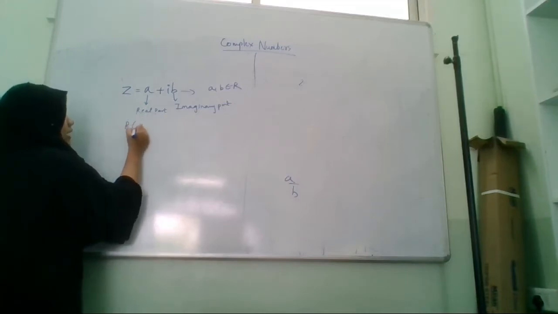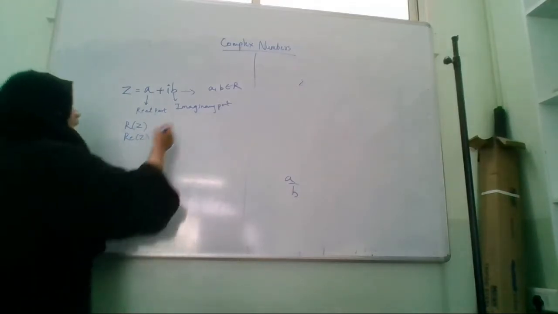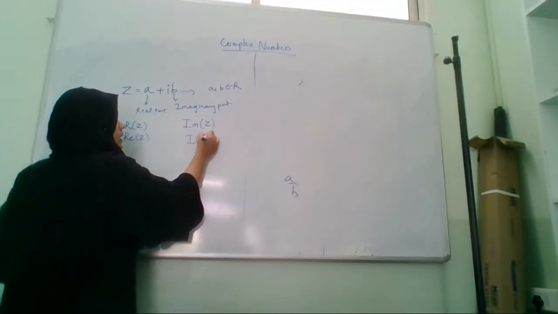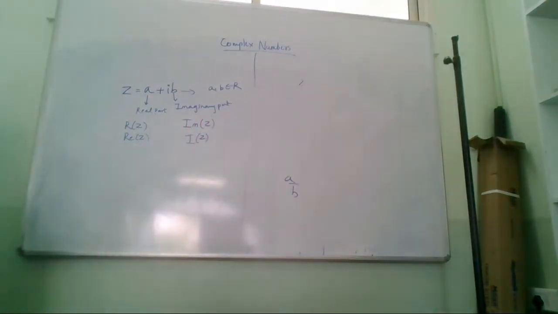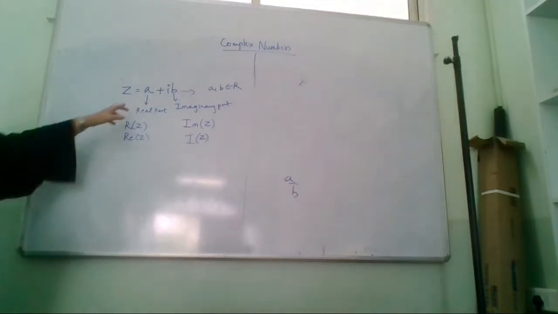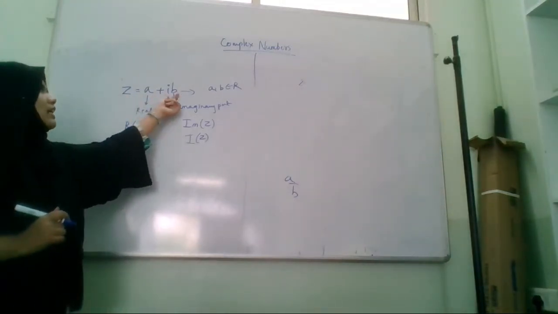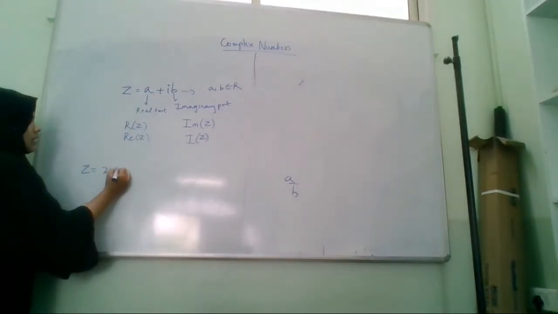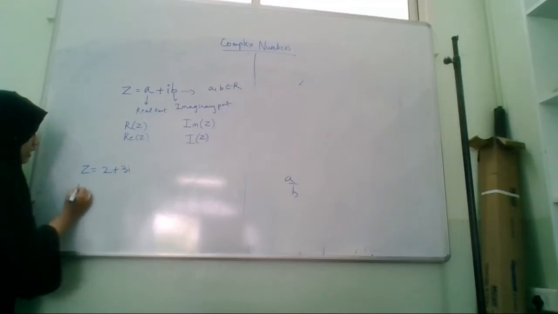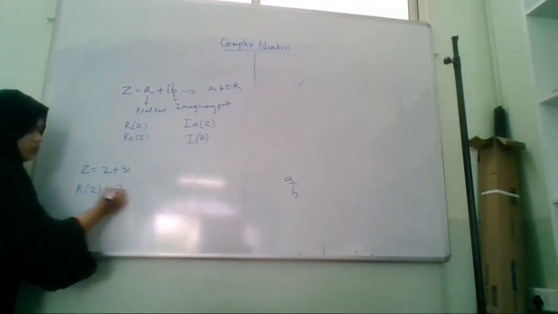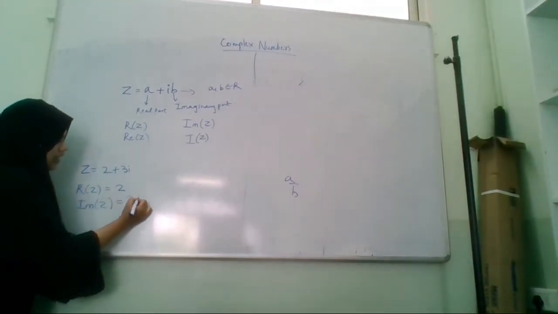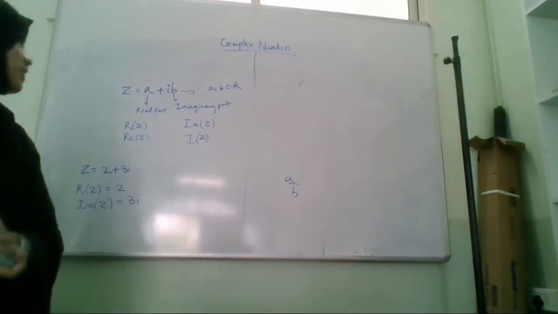The real part is denoted by R of Z or Re of Z, that means real part of Z, and the imaginary part is denoted by Im of Z or simply I of Z. So this is the complex number a plus ib. This is the real part and this is the imaginary part. Now I am giving you one example, 2 plus 3i. What is the real part? Re of Z is 2, and the imaginary part of Z is 3i. I hope this is clear.